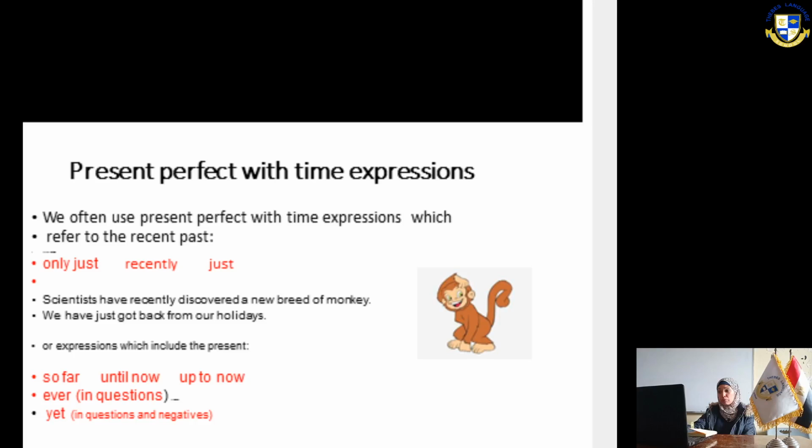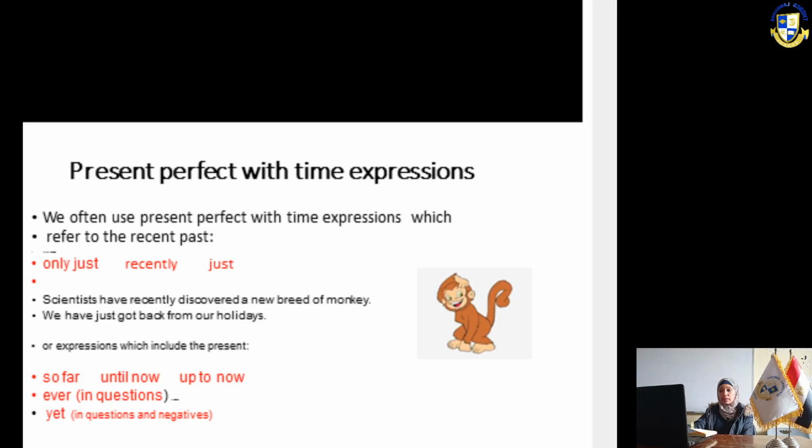And we can use, guys, present perfect with expressions which include the present, like so far, until now, up to now, ever, and we can use ever, guys, in questions. And also we can use yet, but we can use yet in questions and negatives.